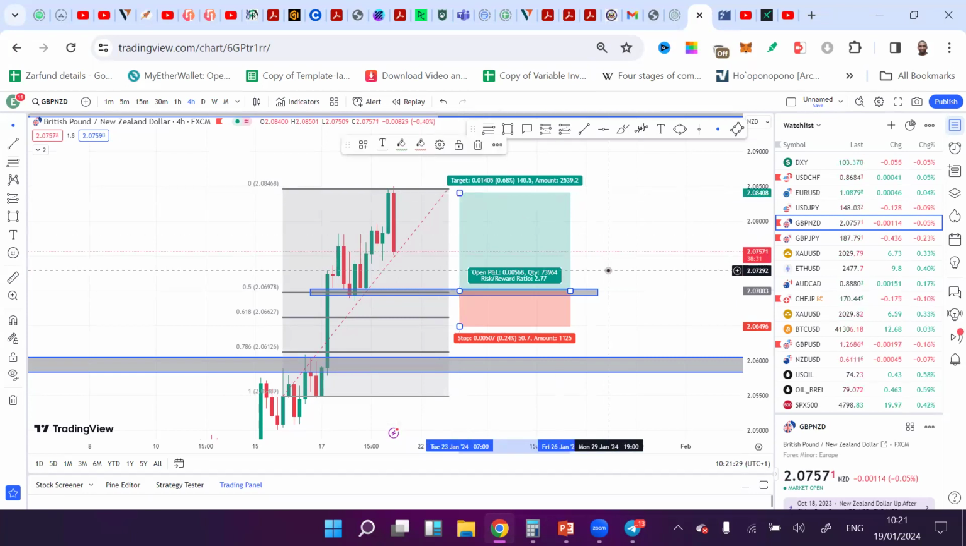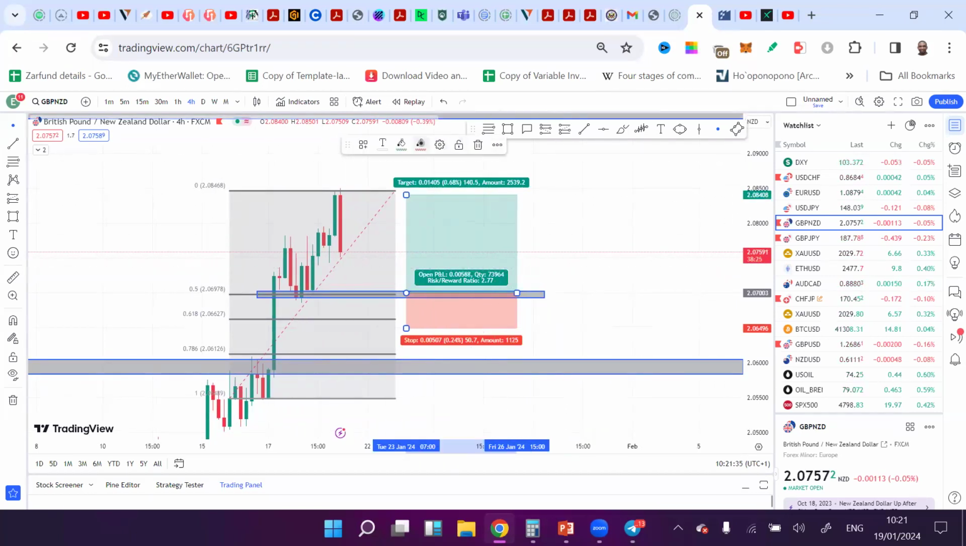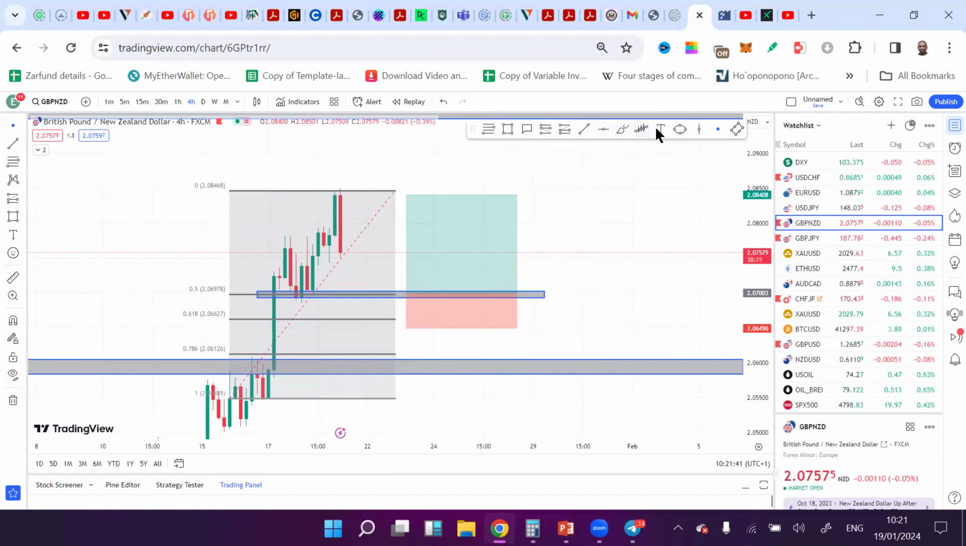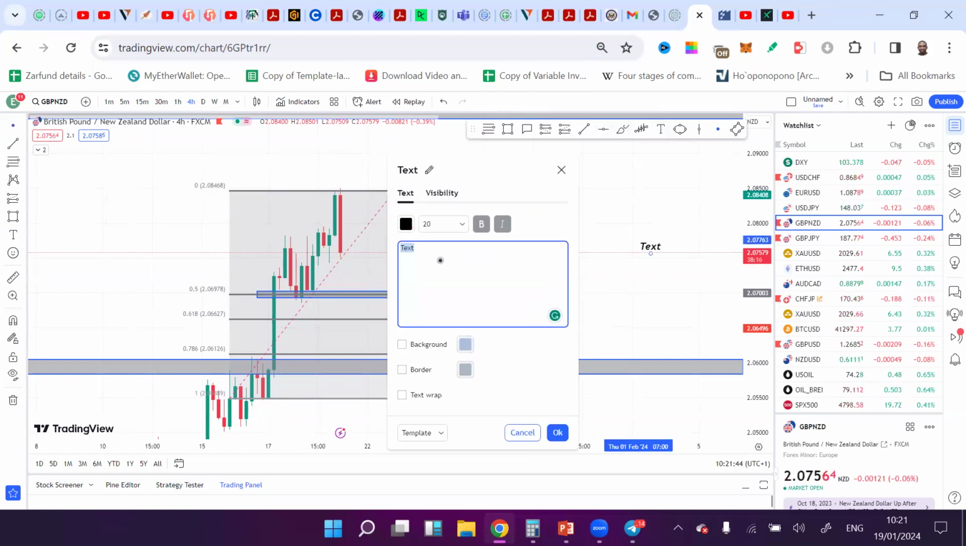That's quite large, but that is the potential on this trade, right? So this also is going to be a buy limit. This GBP NZD is also going to be a buy limit. GBP NZD buy limit, right? So we expect entry price, stop loss, take profit.